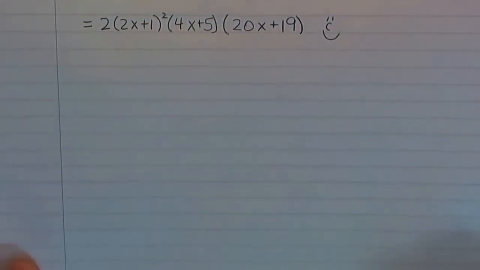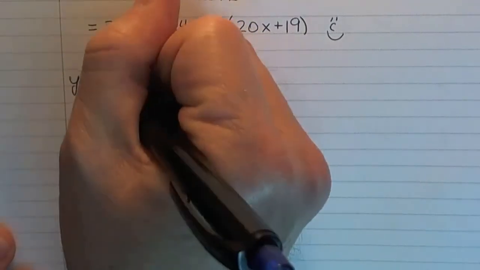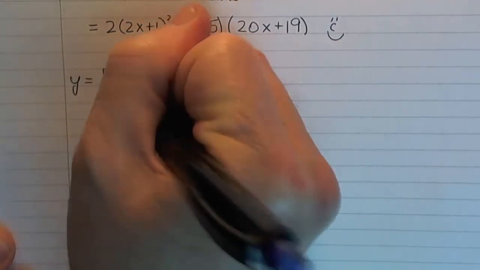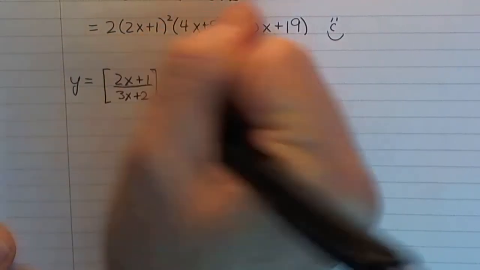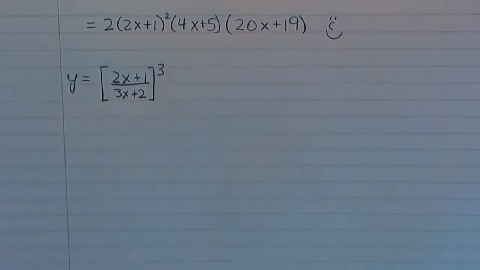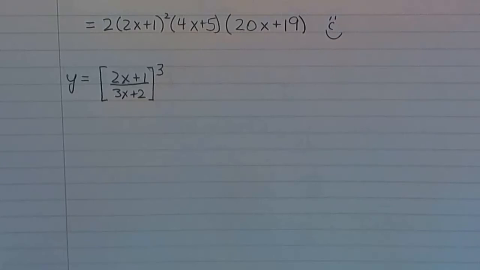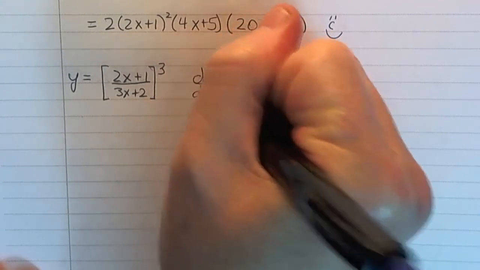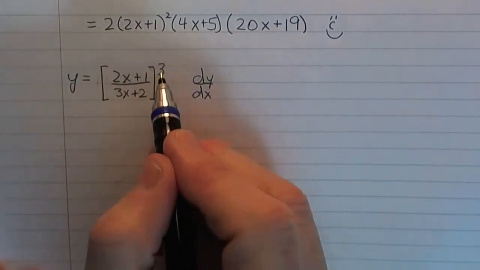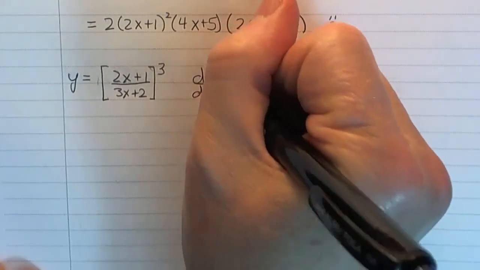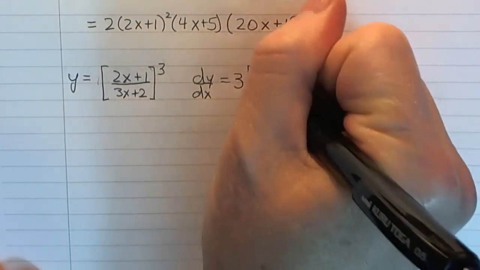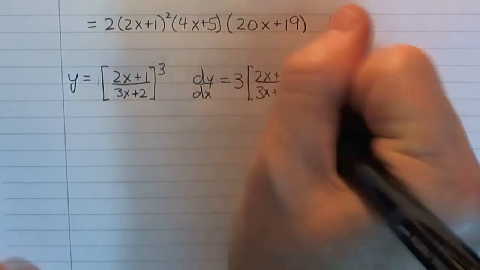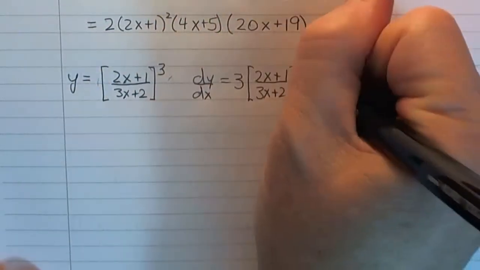Now I want to look at another one. Let's suppose that we've got y equals, let's say, 2x plus 1 over 3x plus 2, and let's suppose we're raising this to the third power. And I want to differentiate this. Well, here we go. The outsidemost function is the cube function. So I've got 3 times 2x plus 1 over 3x plus 2 to the second power.